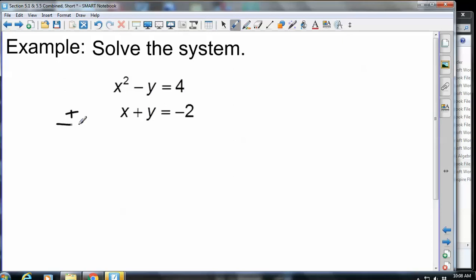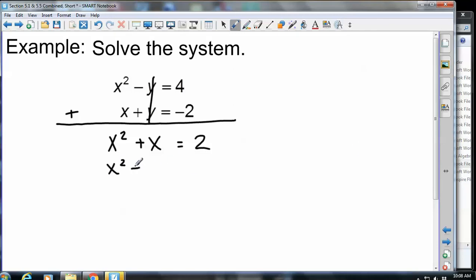So, this one I don't really have to do much. If I just add these equations together, my y's drop. So we have x squared plus x, because they're not like terms, you can't add them, equals 2. Now what? Quadratic one. You use quadratic. Yeah, let's subtract our 2 over. This is a quadratic, so we try to set those equal to 0.